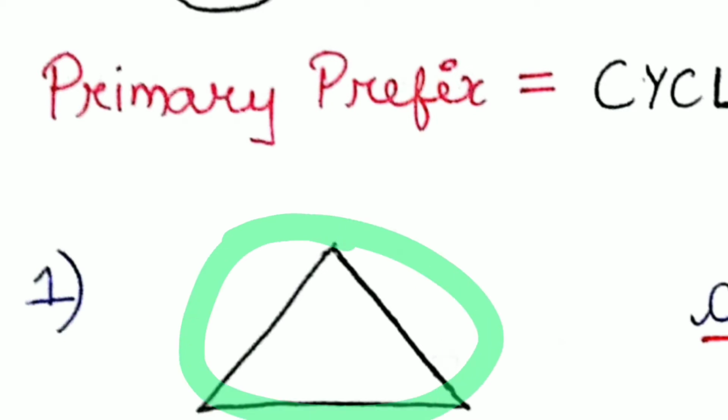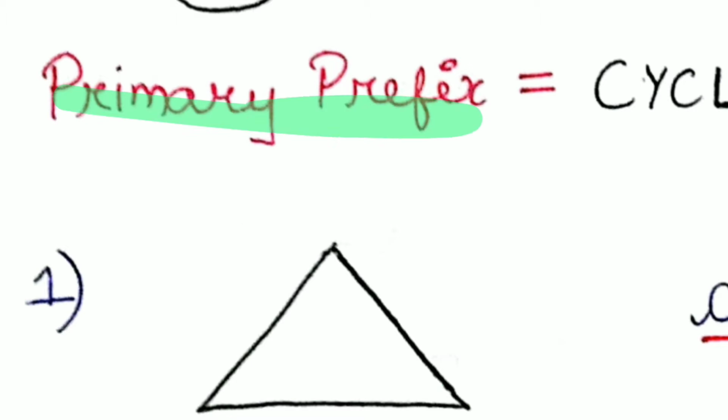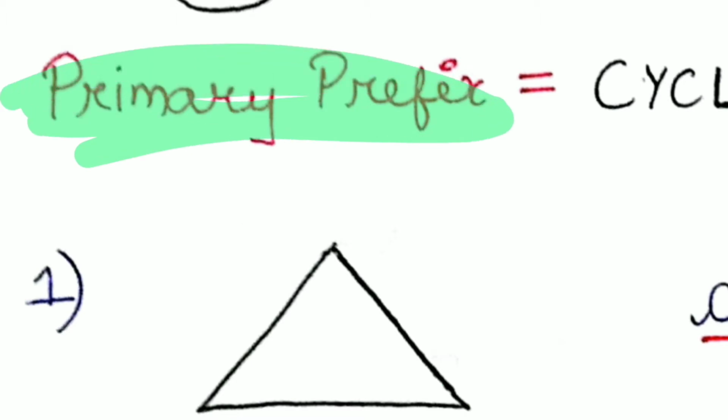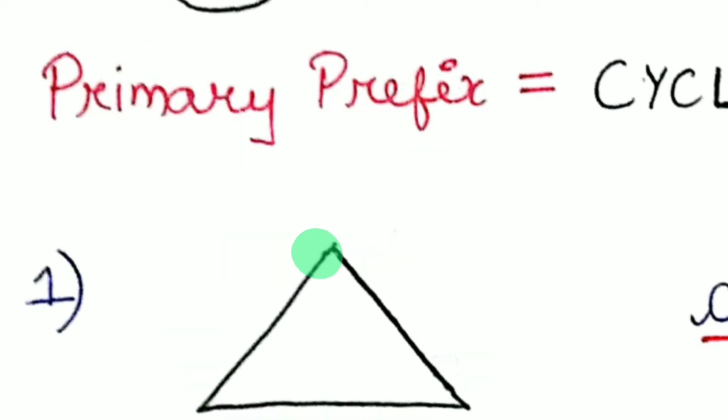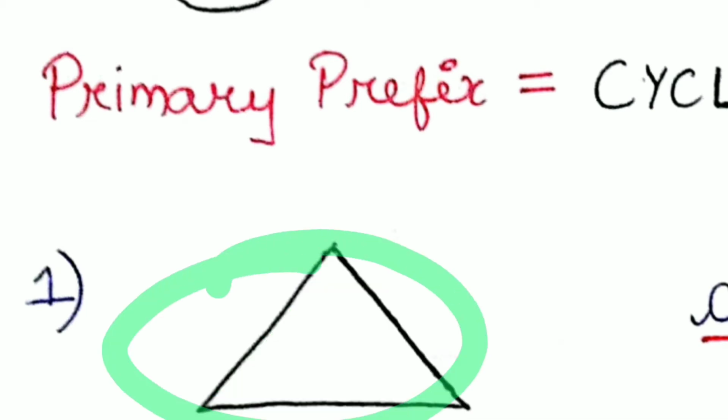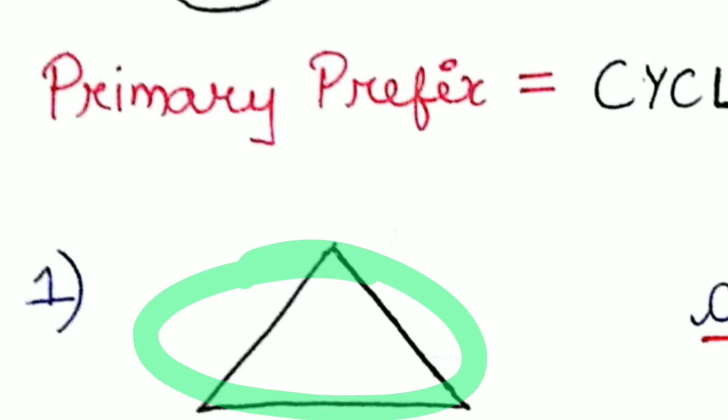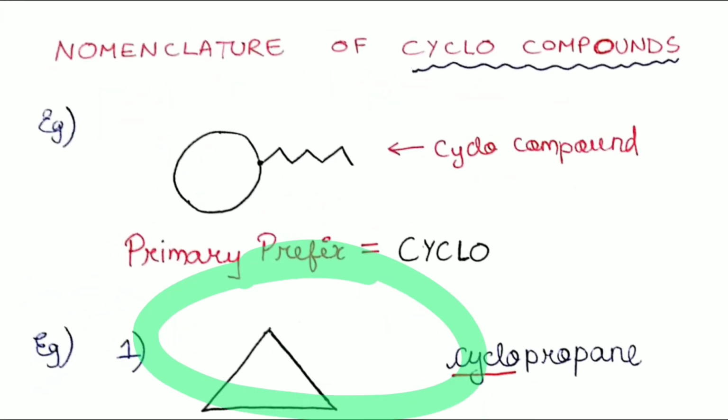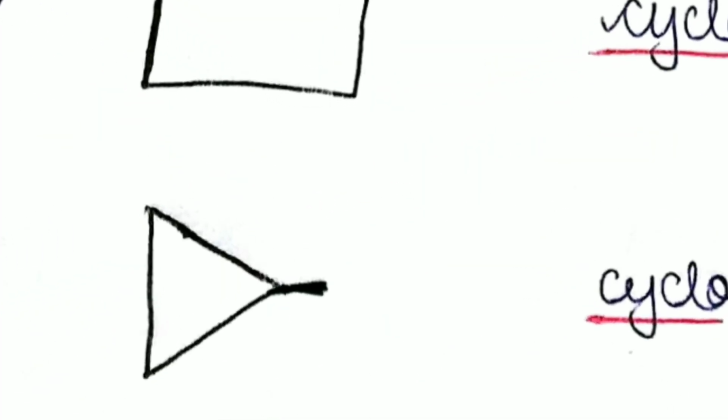So we are going to call it cyclo because the primary prefix of any cyclocompound is cyclo. That will come before the name of any cyclocompound. So cyclopropane, because 3 carbon atoms, so it's going to have the word root prop, and it has no unsaturation anywhere. Therefore, it's an alkane-like structure. So it's called cyclopropane.